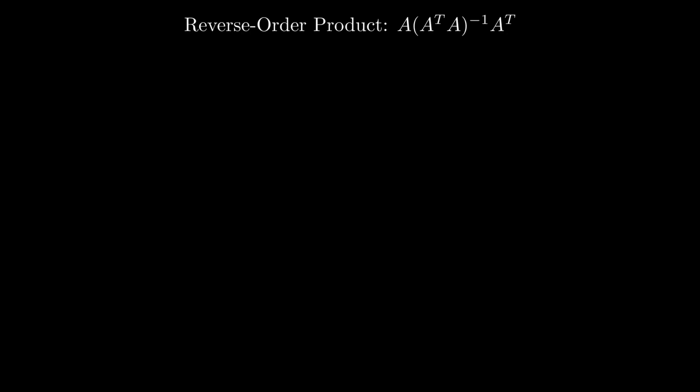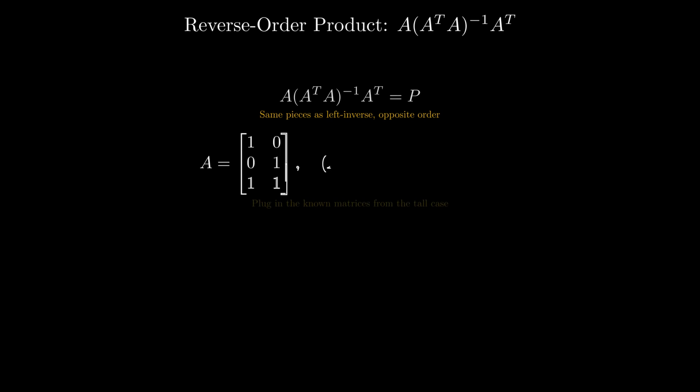Now here's the part nobody warns you about. Go back to the tall case and take the exact same pieces of the left inverse, but multiply them in the opposite order. Write capital A times the inverse of A transpose A times A transpose. Call this capital P. This is not the identity. Let's compute it for our matrix.